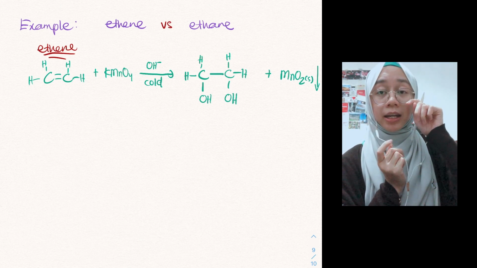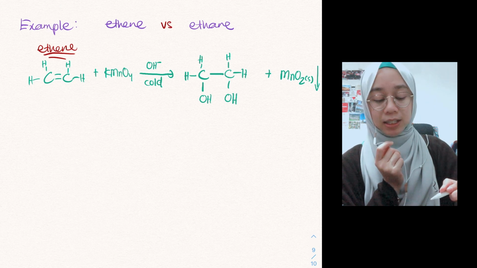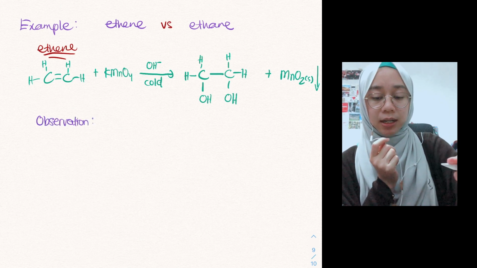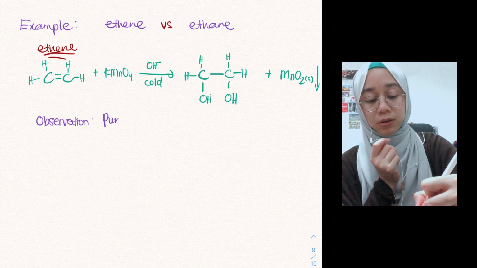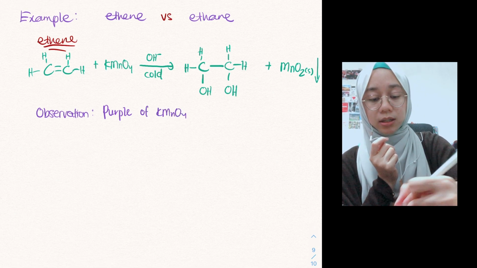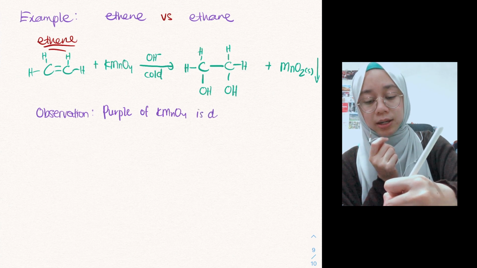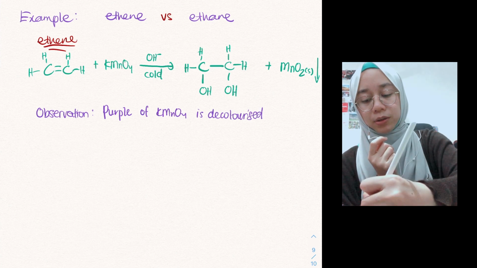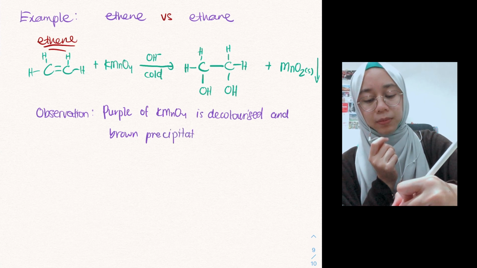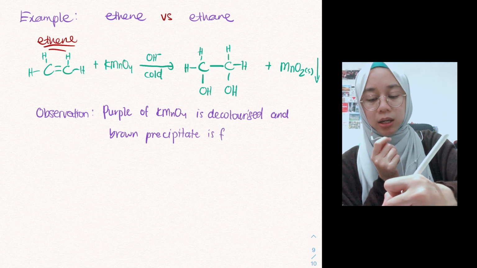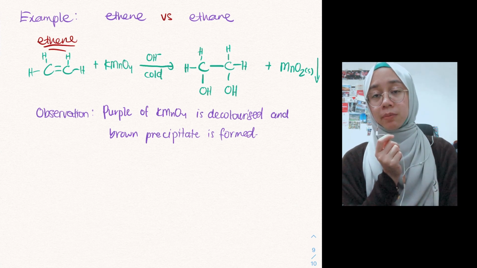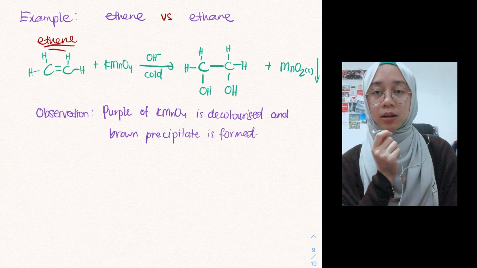Jadi tadi Miss cakap dia kena ada equation dengan observation sekali, so terus tulis observation dekat bawah ni. Observation dia adalah, since you produce a new product here, therefore there's no more purple colour of the KMnO4 solution. So the purple colour of KMnO4 is decolorized, and also you produce a brown precipitate. Brown precipitate is formed. Yang ni kiranya markah combo lah, kena dua-dua observation yang ada baru kamu consider satu markah. Equation ni pun sama, kena complete sekali dengan MnO2 dekat situ, baru you get a full mark untuk equation ni.